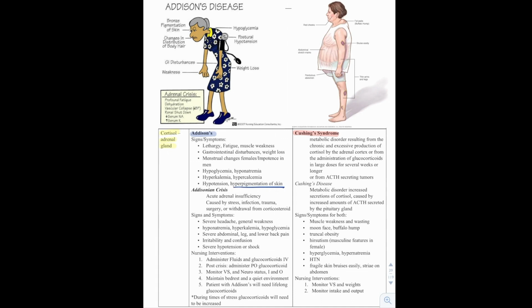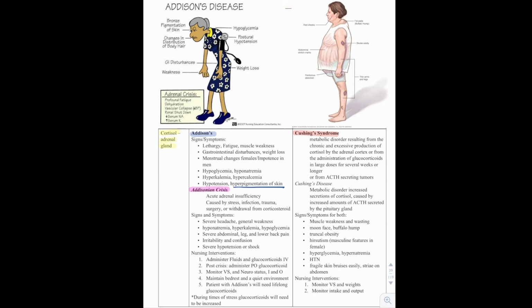Then we have something called Addisonian crisis. Different color. There we go. And this is an acute adrenal insufficiency caused by stress, infection, trauma, surgery, or withdrawal from corticosteroids. Signs and symptoms are severe headache, weakness, hyponatremia, hyperkalemia, hypoglycemia. You get severe abdominal, leg, and lower back pain, irritability and confusion, severe hypotension or shock.